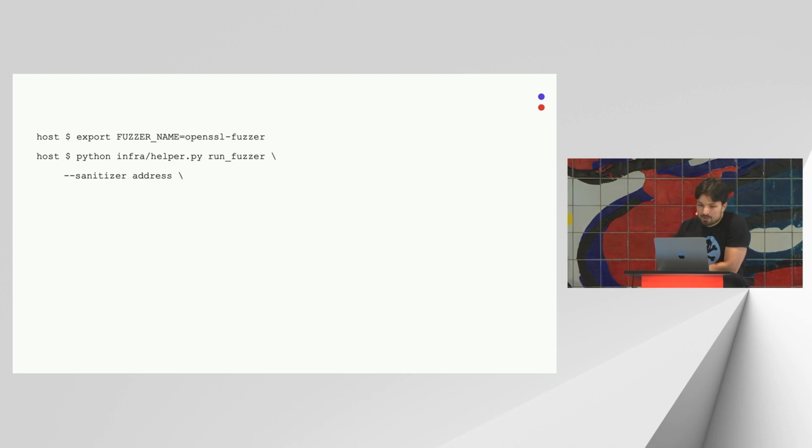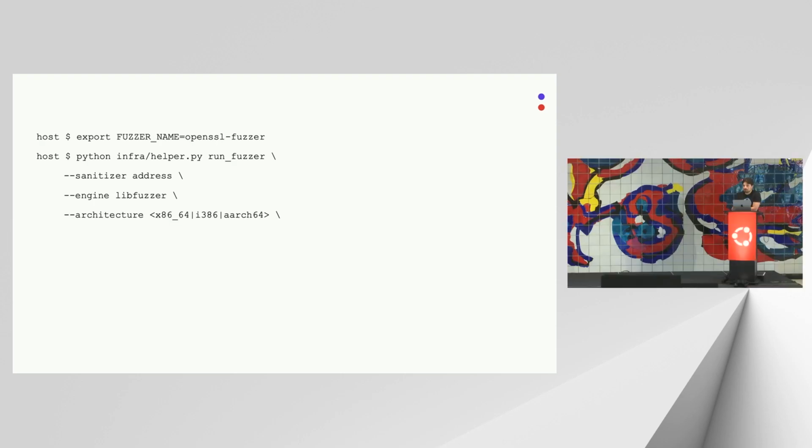We set the sanitizer to address. We set the engine with libfuzzer. We set the architecture with the same value that you have been using before. We set the project that we already have saved. Then the fuzzer name.